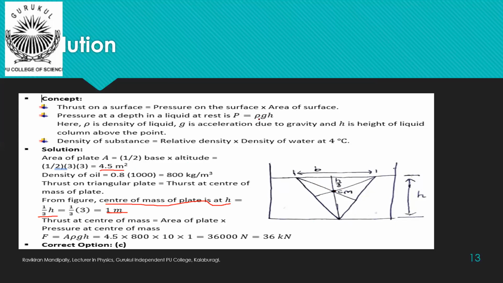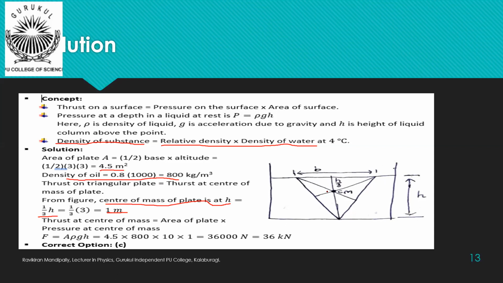So the density of the oil is required, but the density of the oil is not given. That is why we are using this concept: density of a substance is equal to relative density into density of water at 4 degrees Celsius. So using this, we get the density of oil here. Density of oil is equal to 0.8 into 1000, that is 800 kg per meter cube.